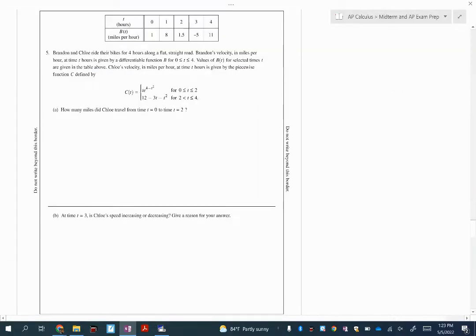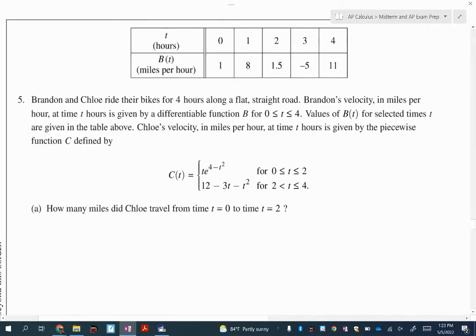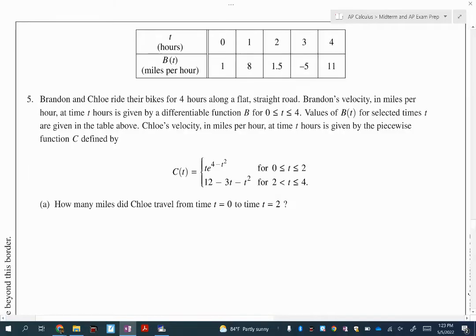Ready? All right, let's talk about Brandon and Chloe. Our friends, Fernanda, Brandon and Chloe, our best friends, and they're riding their bikes. Wow, for 4 hours, that's a long time. It's a long bike ride. We are not given Brandon's actual function. We're given values for his function in a table. We're not actually given the function written out. It does say it's differentiable.